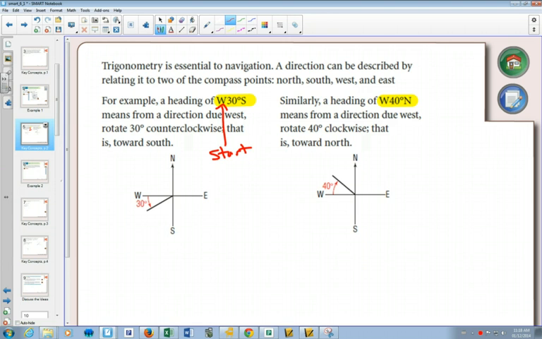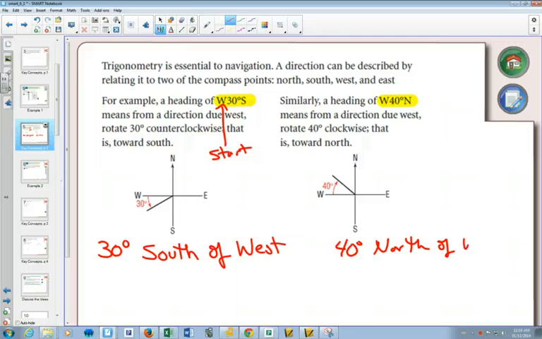This angle sometimes is stated like this: 30 degrees south of west. Can you see that that means the same thing, in English language? You look at it, it's 30 degrees south of west. That means start at west and go 30 degrees south. I like the first one that we've highlighted a little bit better because it's very direct. Start at west, 30 degrees, then south. Right? How would I say this one in this kind of language? 40 degrees north of west.